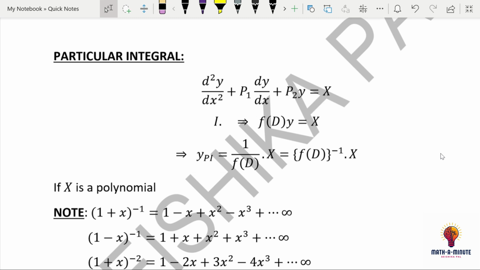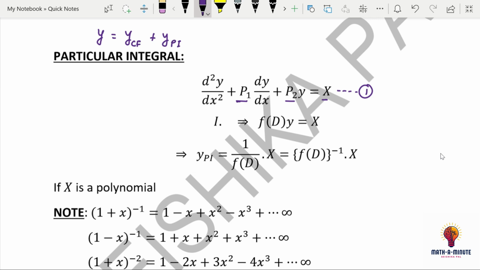So in the previous video, we discussed how to calculate the general solution of a second degree differential equation. If there is any differential equation of second degree, where P1 and P2 are constants and x is any function of x, then the general solution will be y equals y CF plus y PI.